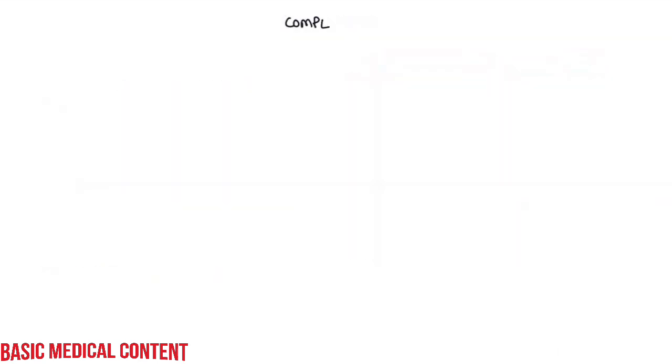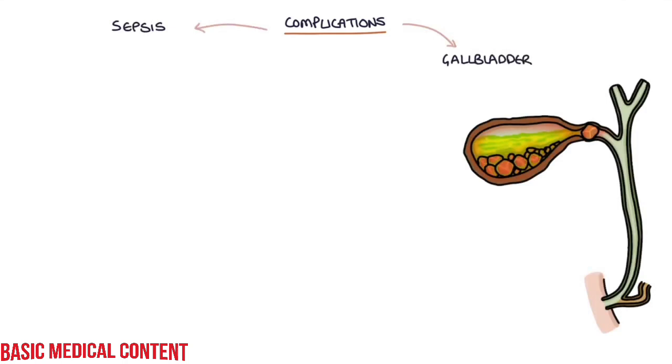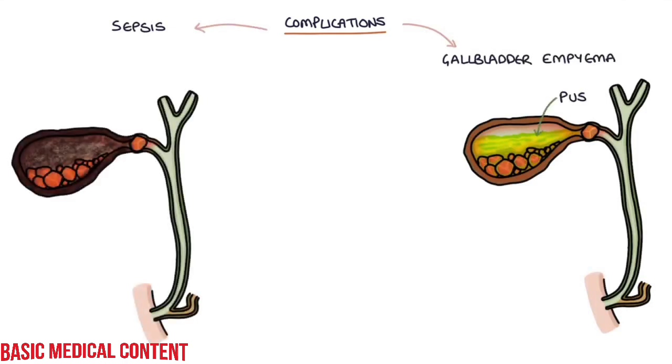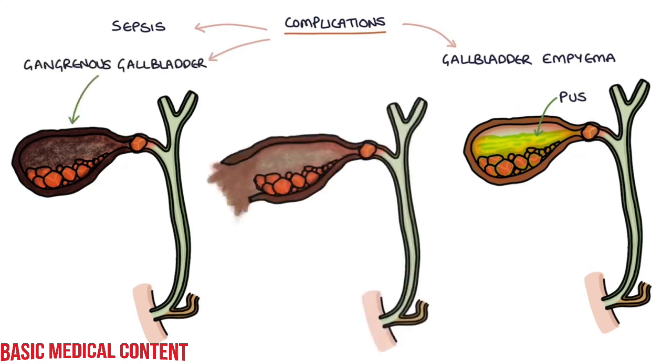Let's talk about the complications of acute cholecystitis. There are 4 complications to remember: sepsis, gallbladder empyema, or pus in the gallbladder, a gangrenous gallbladder, and perforation of the gallbladder, leading to peritonitis.